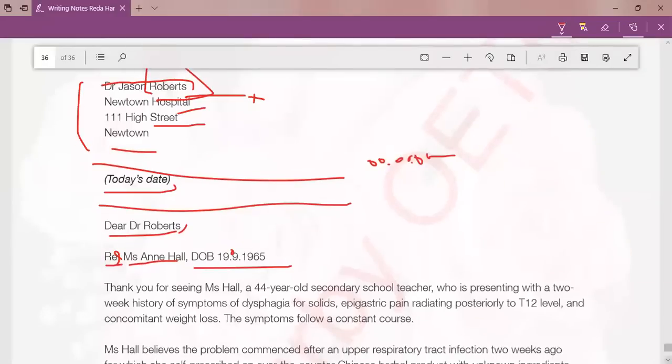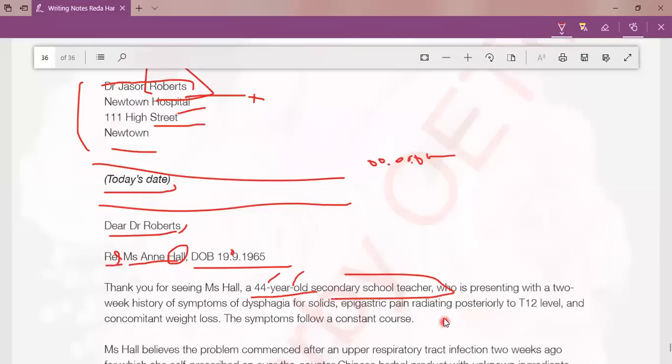Then write, thank you for seeing Miss Hall, comma, a 44-year-old secondary school teacher. So this is called a hyphenated compound adjective. Secondary school teacher may be the profession used here. It is not necessary, but teaching is a profession of stress, so it may interfere with the peptic ulceration or whatever.